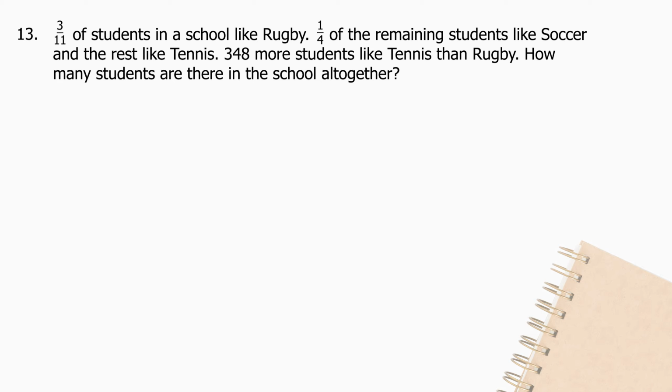Question 13. 3/11 of students in a school like rugby. 1/4 of the remaining students like soccer, and the rest like tennis. 348 more students like tennis than rugby. How many students are there in the school altogether?